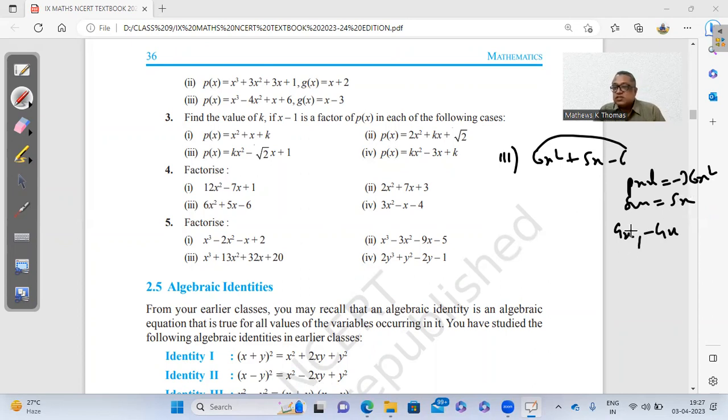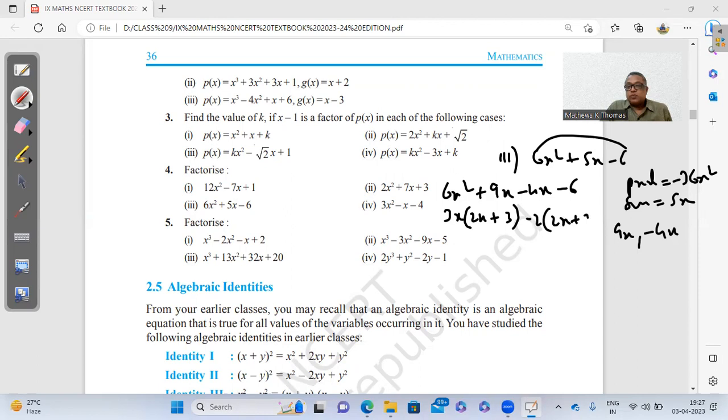9 into 4 is 36. 9 into minus 4 is minus 36. And 9 minus 4 will give me 5, right? So both the conditions are being satisfied. So I'm going to write the first as it is. Middle term I'm splitting. What is common in 6 and 9 is 3. And x square and x common is x. 3 goes 2 times. So I'm going to get 2x plus 3. Minus 2 common, 2x plus 3. Combine this, we get 2x plus 3 into 3x minus 2. So we get final factors 2x plus 3 and 3x minus 2, right? Both the brackets are coming same. That means my factorization is correct.